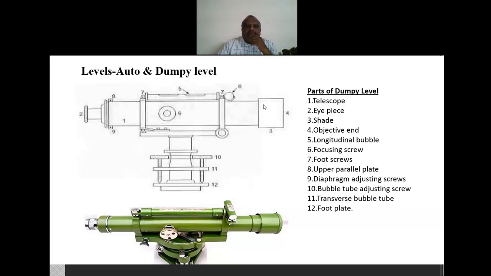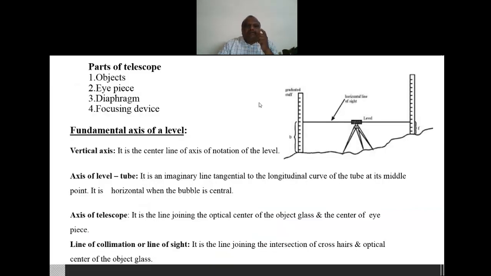We will move on to the parts of the telescope. It includes four different parts. Number one is the objective, the second one is the eyepiece, the third one is the diaphragm, and the fourth one is the focusing device. So these are the four parts in a telescope.